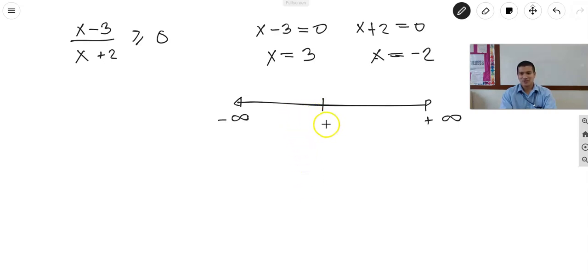Okay? So, don't do that one. So you will have negative 2 and a positive 3 here. So therefore, we have negative infinity. Okay? So you have to learn this one. Negative infinity going to negative 2. Next, negative 2 going to positive 3. And then next, we have 3 going to positive infinity.